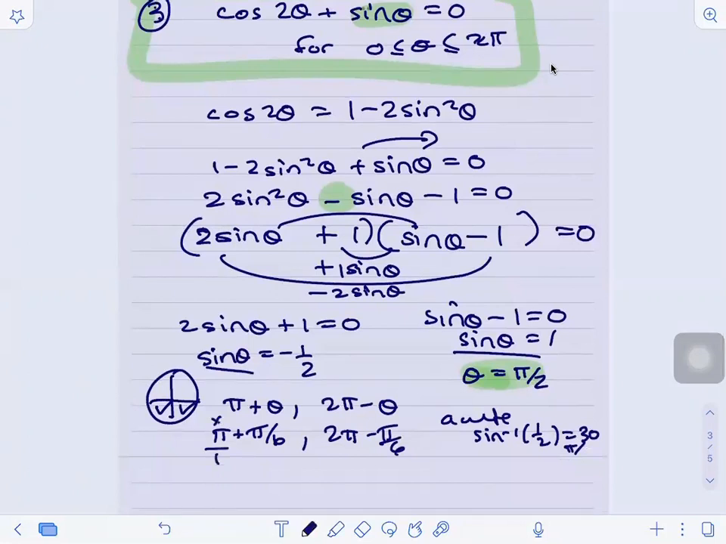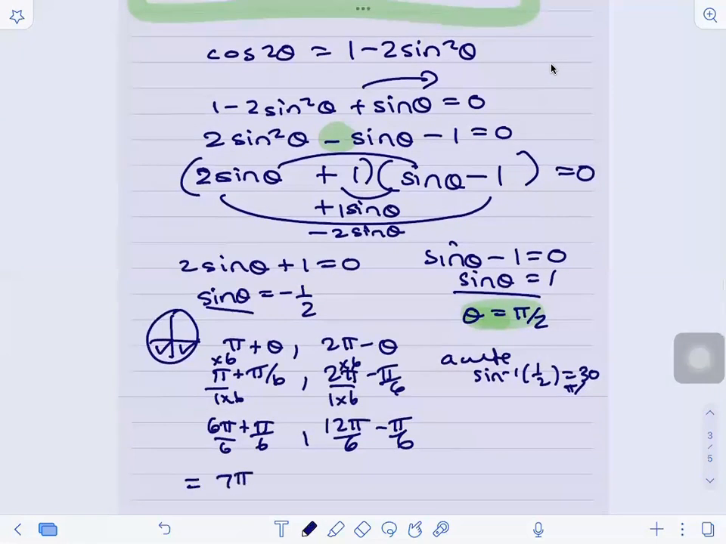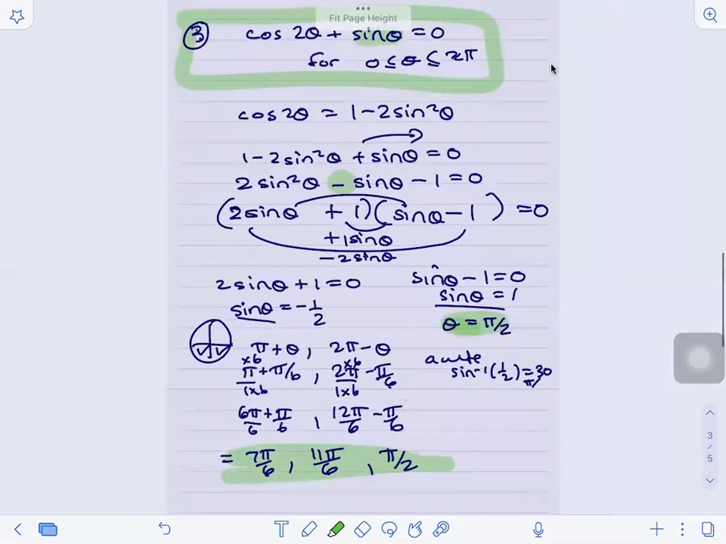So getting a common denominator, that'd be times 6. So you end up with 6 pi plus pi on 6, and 12 pi on 6 minus pi on 6. So you end up with 7 pi on 6 and 11 pi on 6. And theta equals pi on 2 is just pi on 2. So that's your 3 angles.